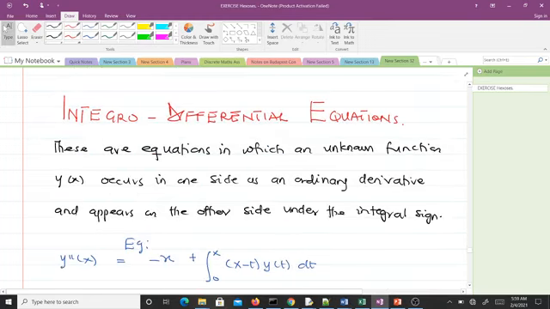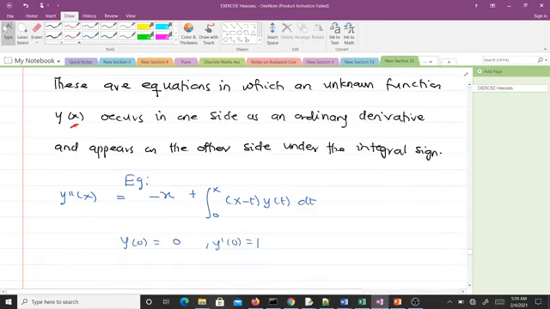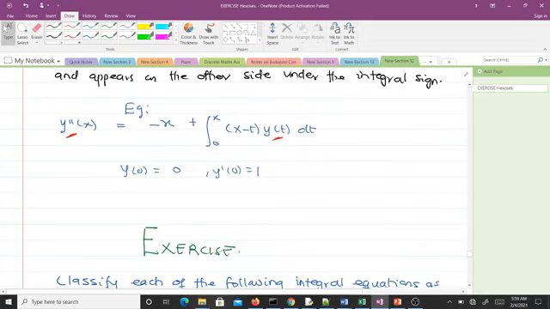So now let's go to integral differential equations. These are equations in which an unknown function y of x occurs on one side as an ordinary derivative and appears on the other side under the integral sign. I think the definition is quite simple for you to understand. So you can see here our unknown function is under a derivative, and here too on the other side it is under the integral sign. So this makes this equation an integral differential equation.